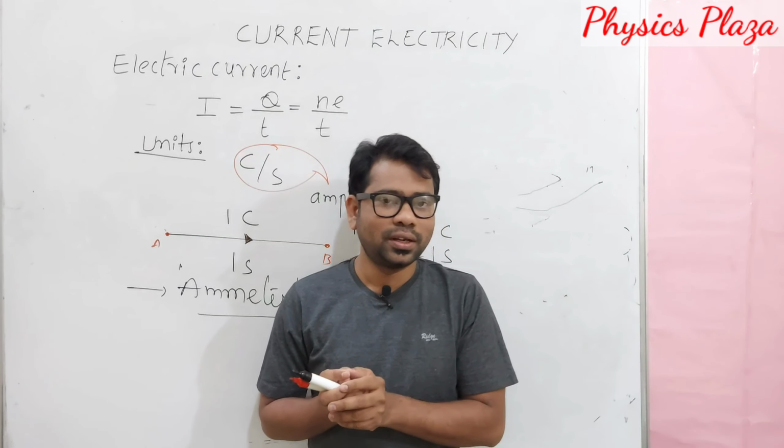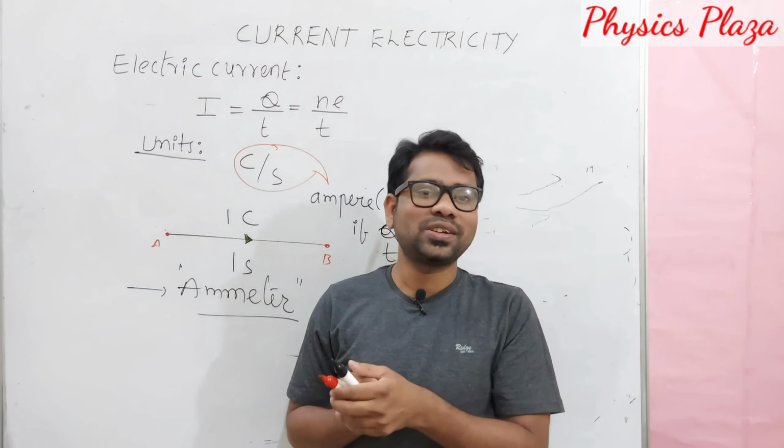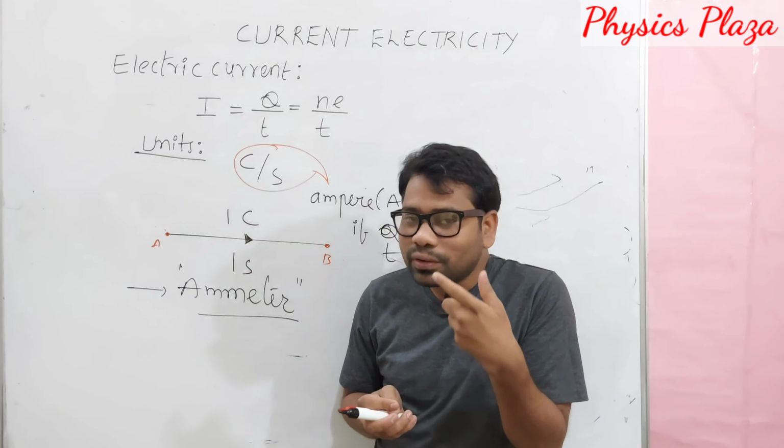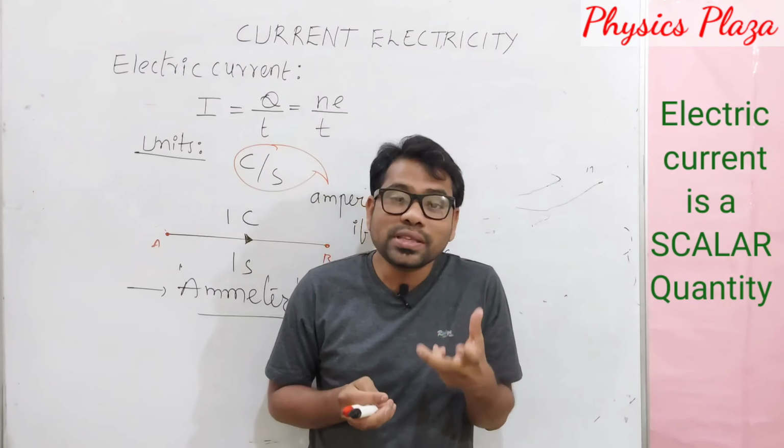But dear children, here electric current, surprisingly, is a scalar quantity. It is not a vector quantity. Why? Because the definition whatever we are thinking is not complete, it is an incomplete definition. Then what is a complete definition?